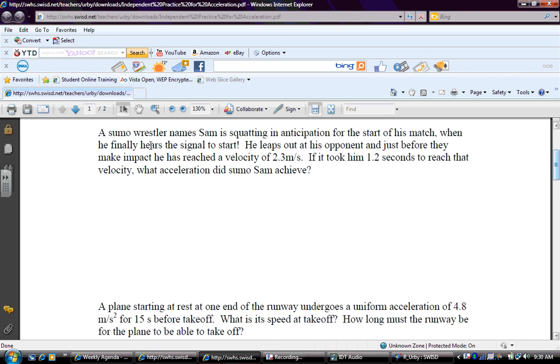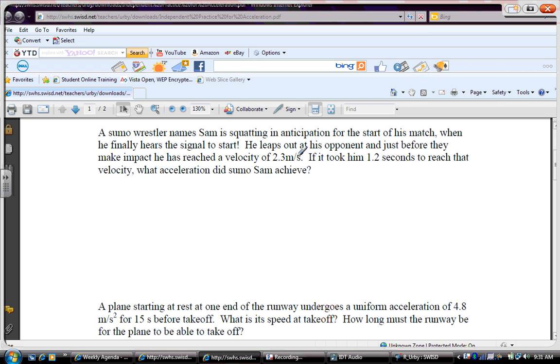This first problem, it says a sumo wrestler, it should say named, I have a typo here. Sam is squatting in anticipation for the start of his match. When he finally hears a signal to start, he leaps out at his opponent, and just before they make impact, he has reached a velocity of 2.3 meters per second. If it took him 1.2 seconds to reach that velocity, what acceleration did Sumo Sam achieve?